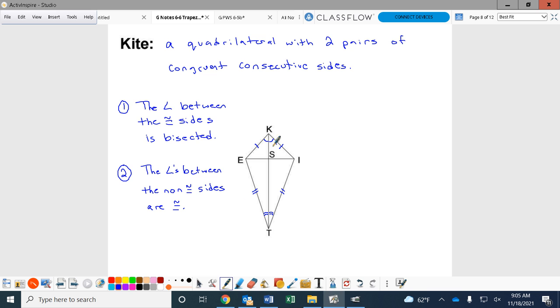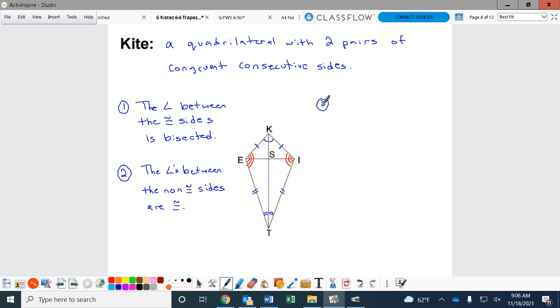What that means is that this angle right here, and I'll do it in a different color, is going to be this angle right here. This whole thing is going to be congruent to this whole thing. And that's not true about K and T. K and T are not the same size. These are bisected, these two are equal. These are bisected, these two are equal. It matters. It makes a big difference later on.